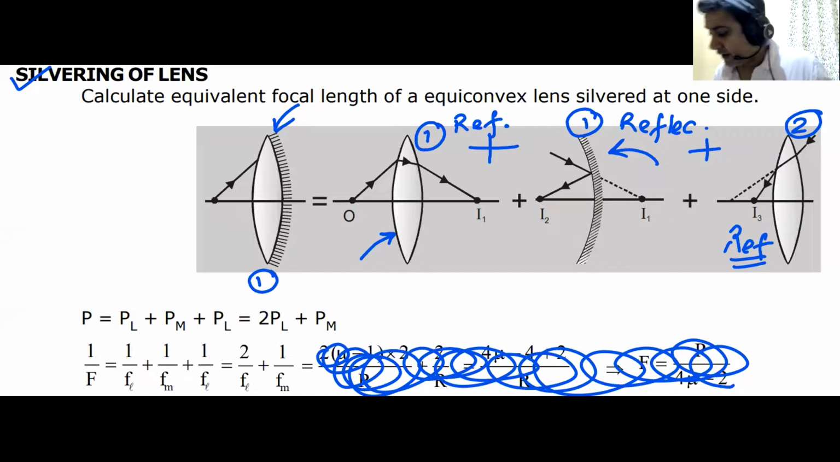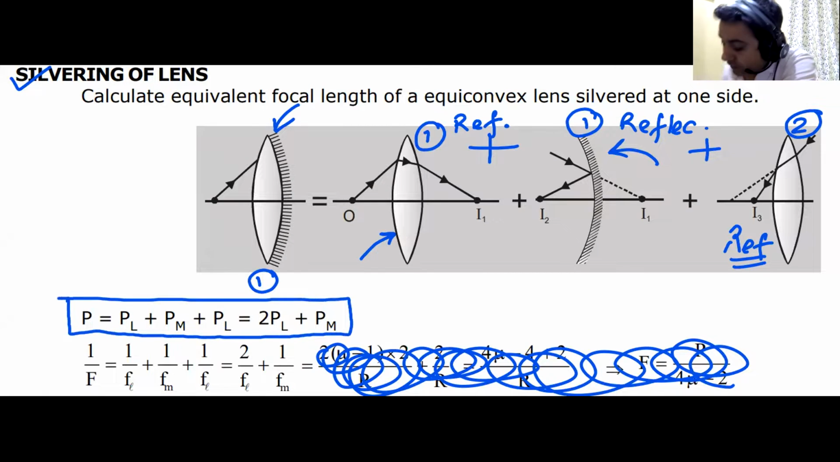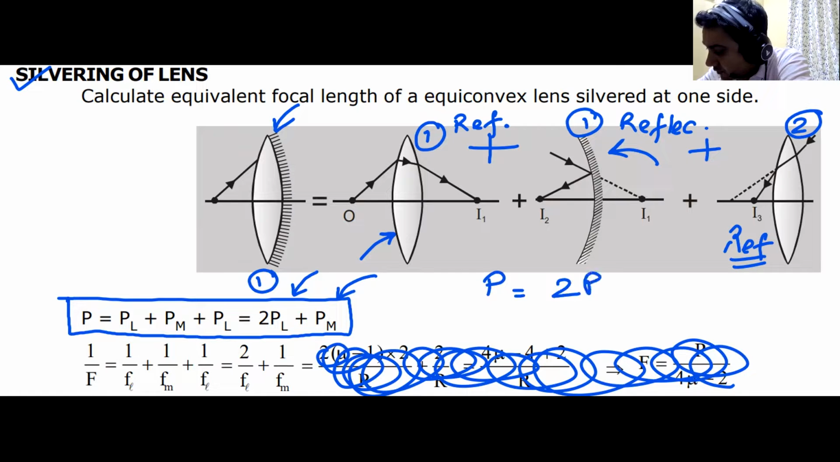Now we'll move ahead and write the combination formula, and the combination formula for power is this. Do we all see this? The power of the combination will be 2 times the power of the lens plus the power of the mirror. Do we all see this? Yes, sir. That is the formula for power. Power of this combination is 2 times the power of the lens plus power of the mirror.